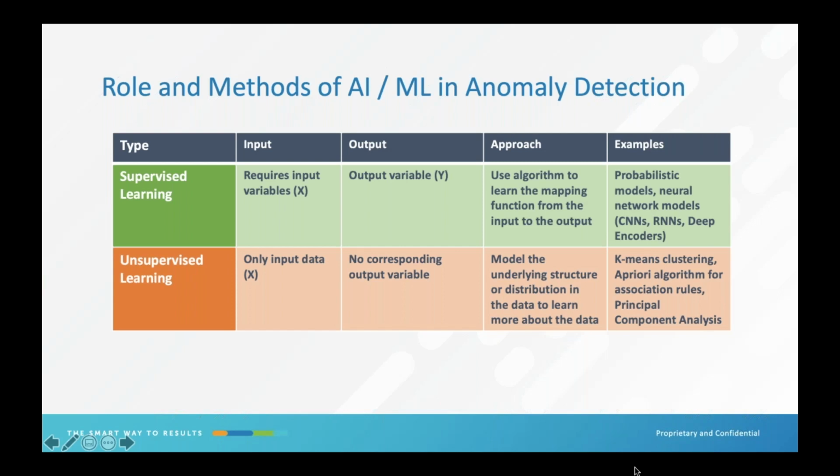I gave you one example of a probabilistic model, but there are more advanced models as well, such as neural networks, which are CNNs, RNNs, deep encoders, etc., which can be leveraged for more complex use cases. But again, the data is the key to train any machine learning model. So that's more about supervised learning.